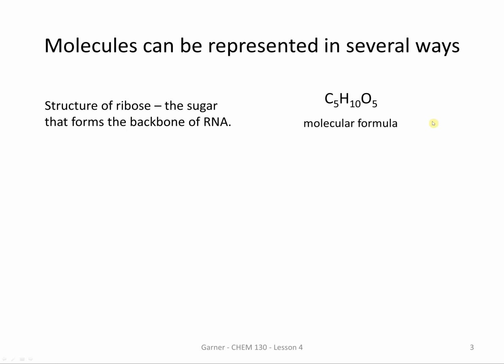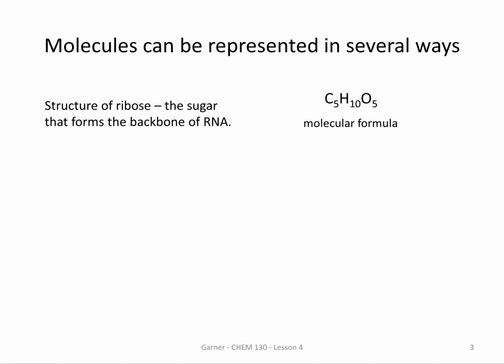Now, of course, the simplest way to represent the structure of a molecule would be to use its molecular formula. So the molecular formula is a formula that shows how many of each type of element are found within one molecule of that substance. So the molecular formula for ribose is C5H10O5. What that signifies is that one molecule, or one unit of ribose, contains 5 carbon atoms, 10 hydrogen atoms, and 5 oxygen atoms. Right, so that gives us some information about the structure of ribose, but it doesn't tell us how those atoms are actually connected to each other.